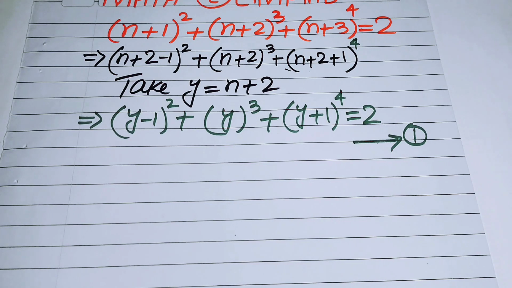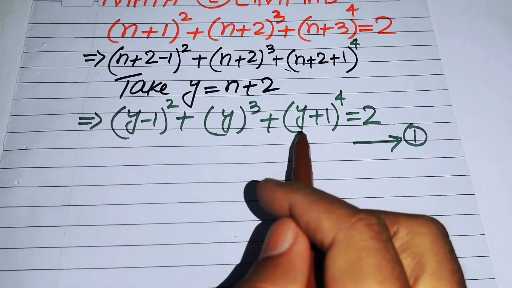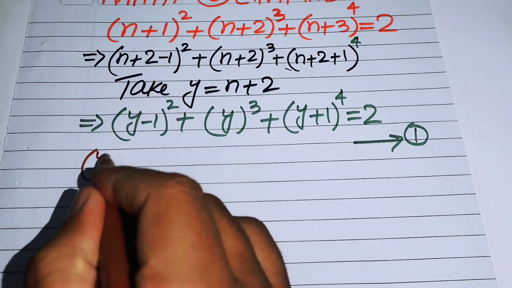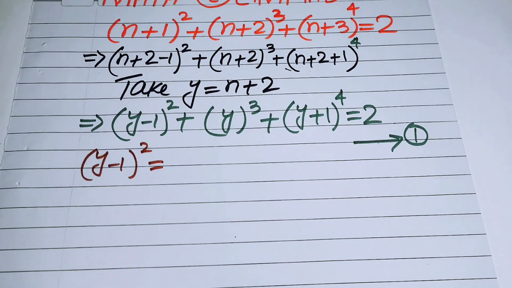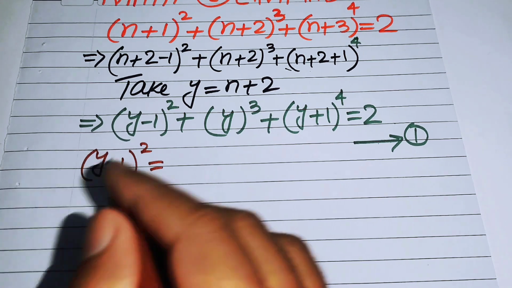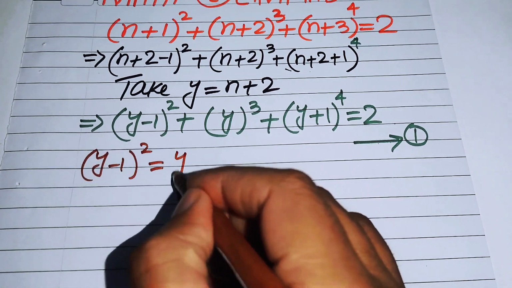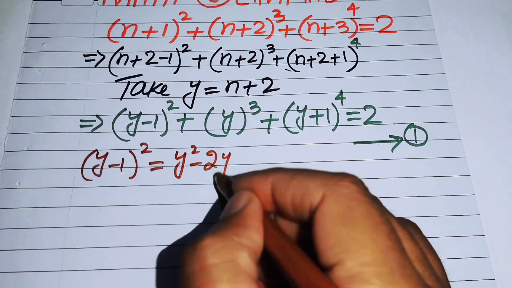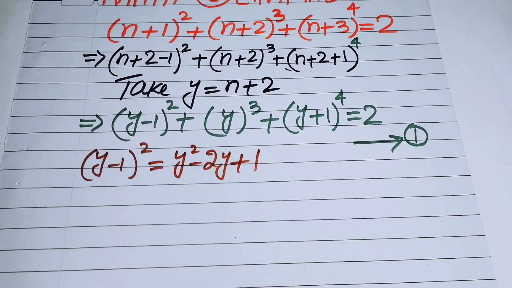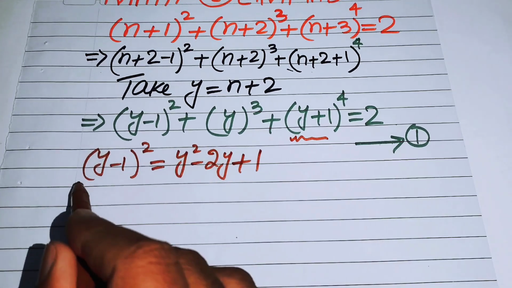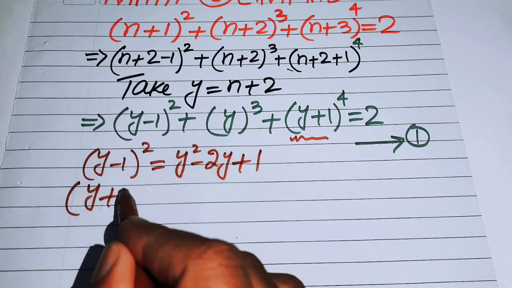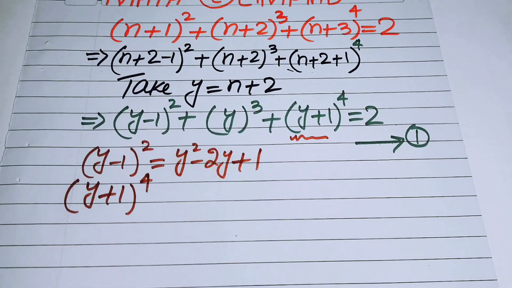Now you focus on this equation, and here I can first solve this factor and this factor. First I write the factor (y-1)^2. Now you will use the square identity and you write this term as y squared minus 2y plus 1. And now we move towards this factor, (y+1) and its whole power 4.